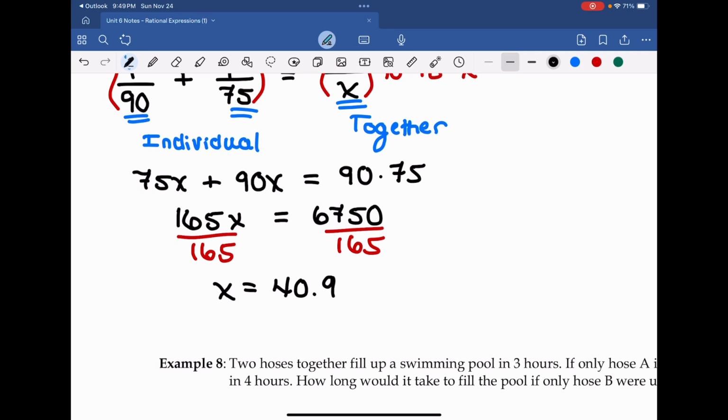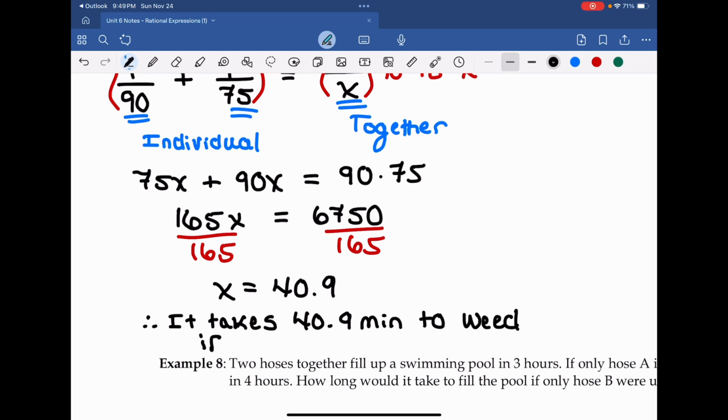Now, what does this mean in the end? It means that collectively it takes them 40.9 minutes if they work together. So I'll make a summary about that. It takes 40.9 minutes to weed if Shelby and Mark work together.